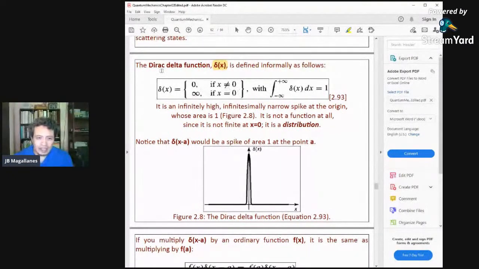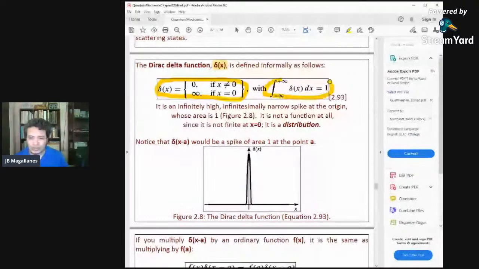So anyway, the Dirac delta function is actually a distribution, not a function, because it's not defined at x equal to 0. It's infinite at x equal to 0, but it's 0 for x not equal to 0. So these are the conditions of the Dirac delta function. The integral of this distribution from negative infinity to positive infinity is equal to 1. The integral of delta x with respect to dx from negative infinity to positive infinity is equal to 1.